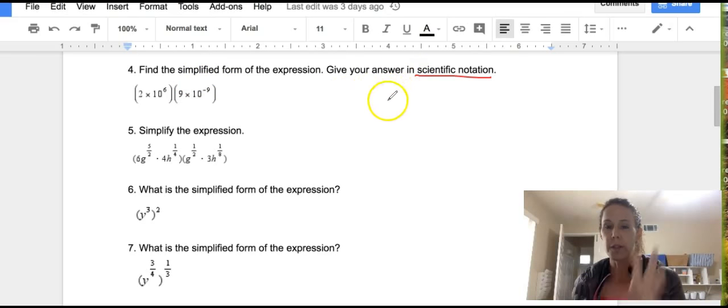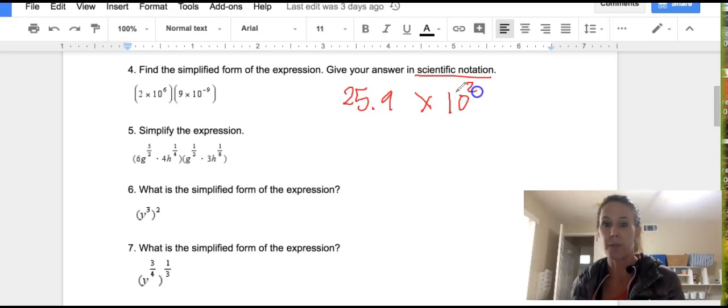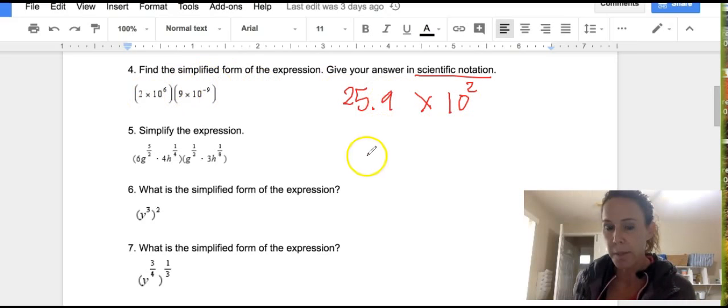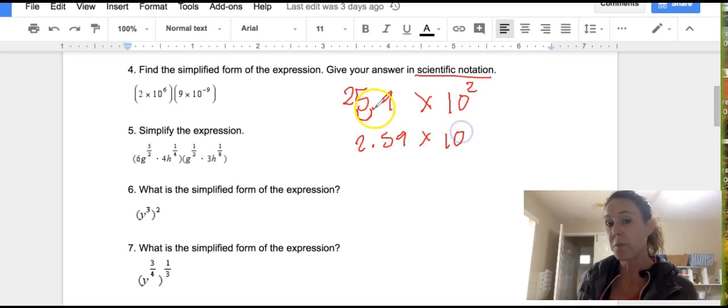So make sure when you give your answer, if you multiply and come up with something like 25.9 times 10 to the second, for example, you might think I've done my multiplication. However, your answer is not in scientific notation because this number is not between 1 and 10. You need to move the decimal over once, 2.59 times 10, and when you move the decimal to the left, you're making the number smaller. So you need to make this bigger. You need to multiply by 10 to the third, all right?